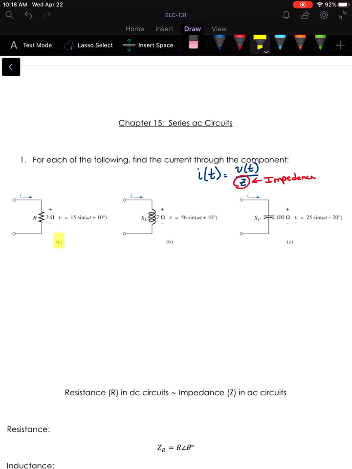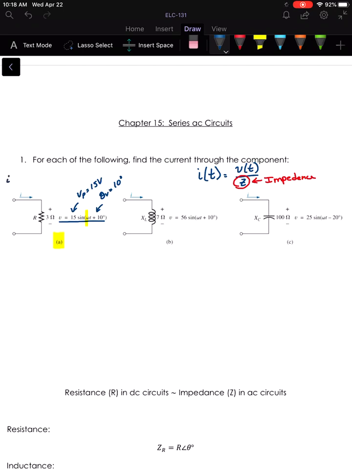Okay, so let's look at this resistor here in the first part. We have a 3 ohm resistor, and we have a voltage waveform given to us. And remember what that voltage waveform tells us. It tells us that the peak voltage is 15 volts. It tells us that the phase shift is 10 degrees to the left of the origin. And we don't really have a frequency here. That's a variable. We would get the frequency from that portion of the circuit, but we are given that it's just variable here.